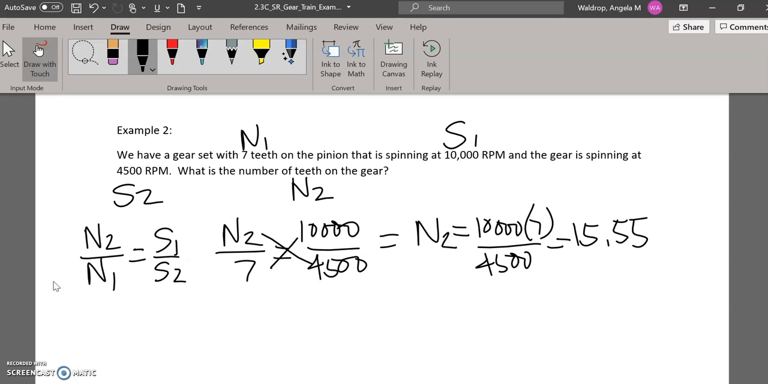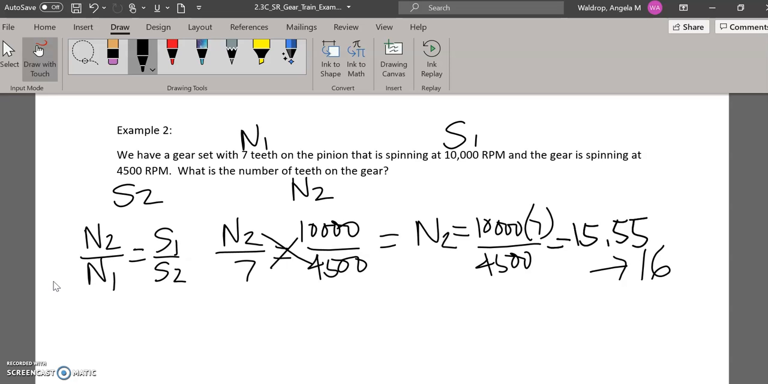15.55 teeth. Now the problem with that is I cannot have a fraction of a tooth. I have to round up or I have to round down. Since there's no speed restrictions, I'm going to use my regular rounding rule. So I'm going to say that I have 16 teeth on that gear. Now when I do that, I'm going to have to go back and recalculate the speed, because since I've rounded the teeth, the speed is going to change.